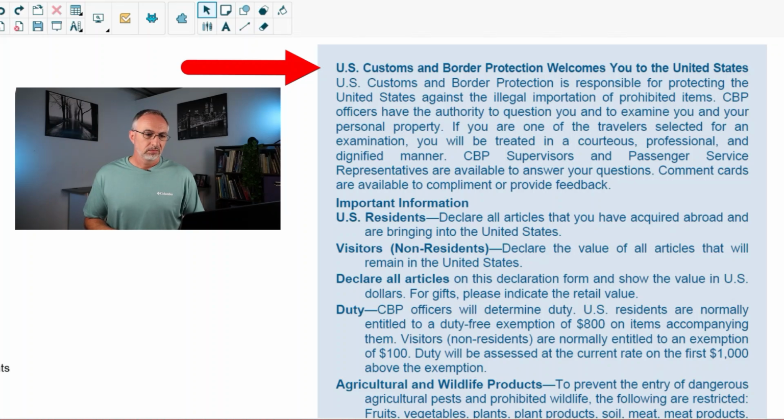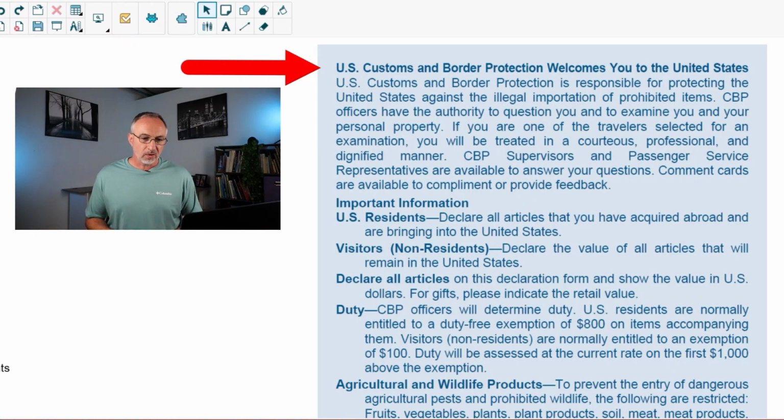And it starts: U.S. Customs and Border Protection welcomes you to the United States. U.S. Customs and Border Protection is responsible for protecting the United States against the illegal importation of prohibited goods. Right? So they want to stop anything illegal coming into the country. CBP, that's Customs Border Protection, officers have the authority to question you and examine you and your personal property. So they can look in your bags, they can check your pockets.